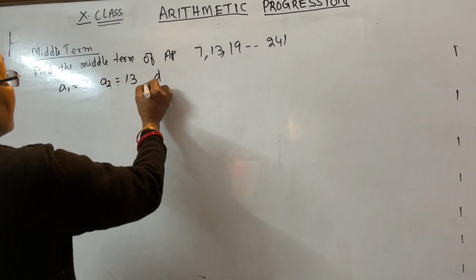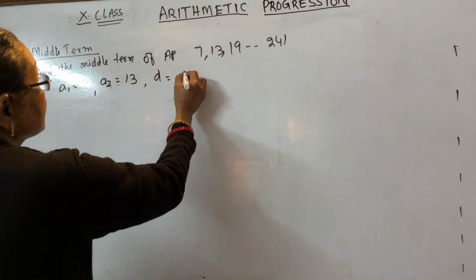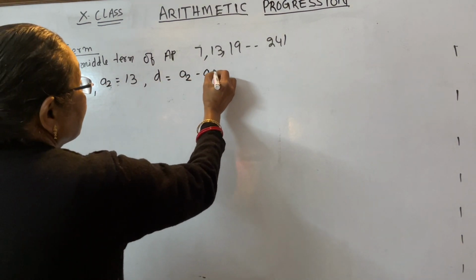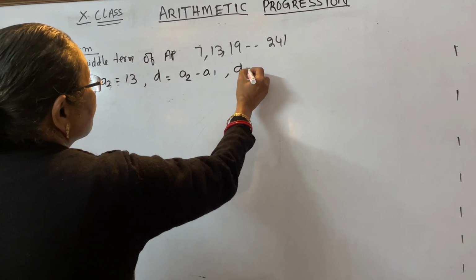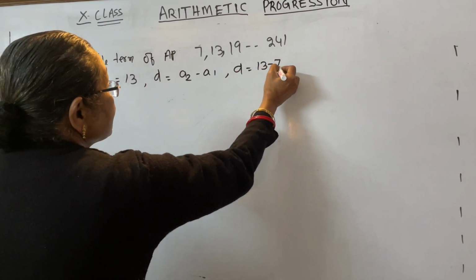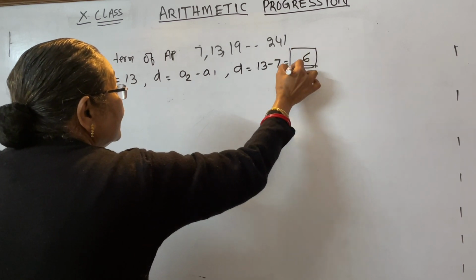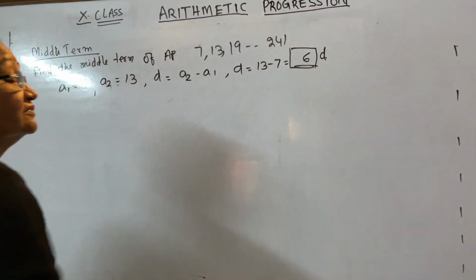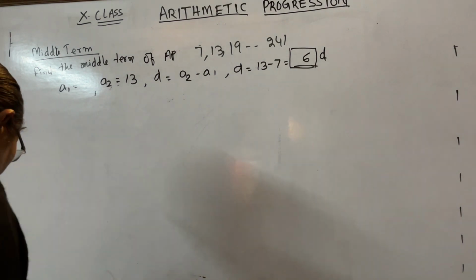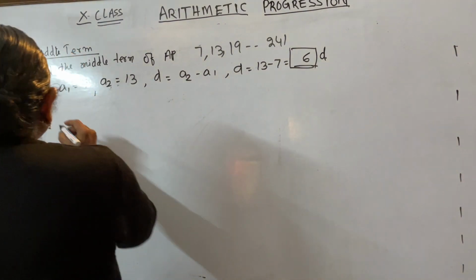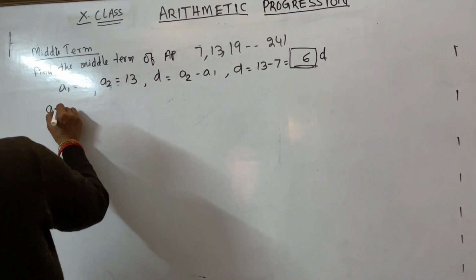Then how to find the difference? Difference equals A2 minus A1. That is difference equals 13 minus 7. That is 6. 6 is our D. Now again, how many terms are there? We have to find out first.